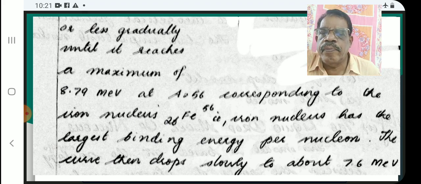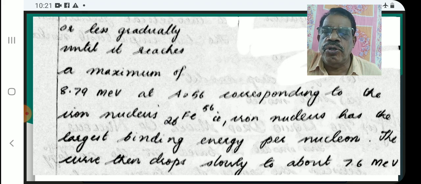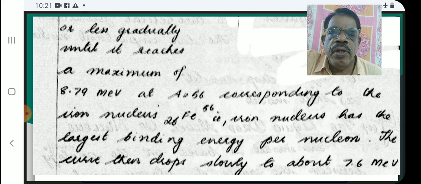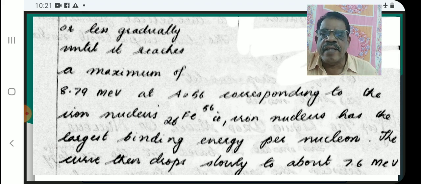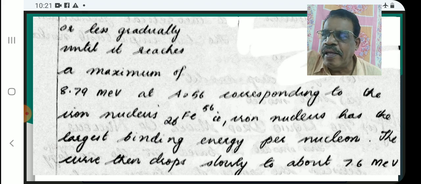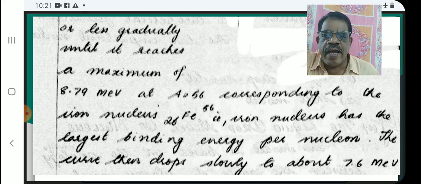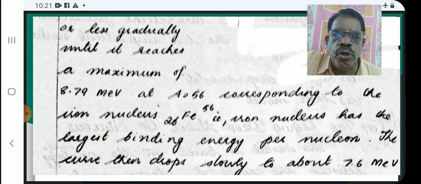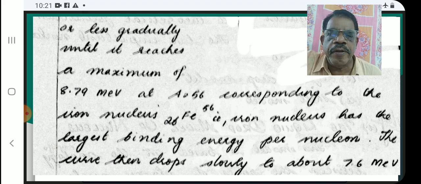A maximum of 8.79 MeV at A equal to 56, corresponding to the iron nucleus 26Fe56. That is, iron nucleus has the largest binding energy per nucleon. That is the point. It is an interesting question: which nucleus has highest binding energy per nucleon? Iron has the highest binding energy per nucleon, equal to 8.79. The curve then drops slowly.